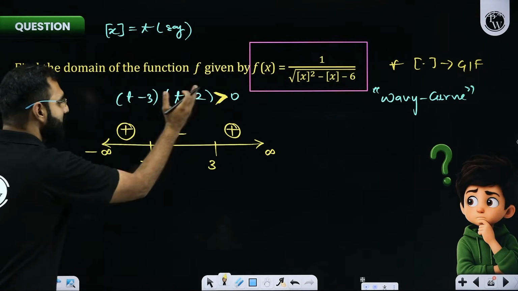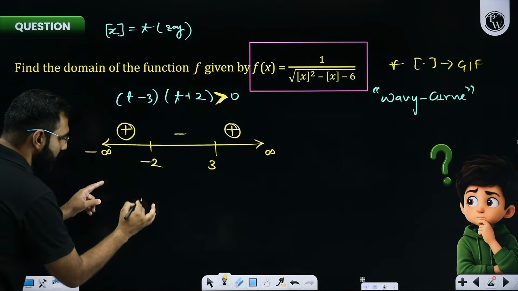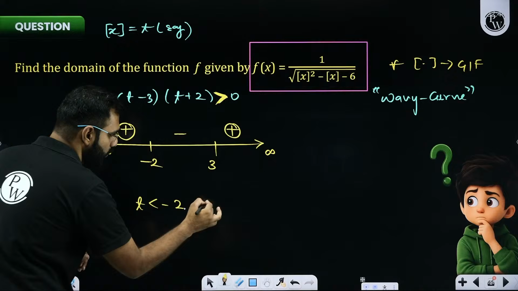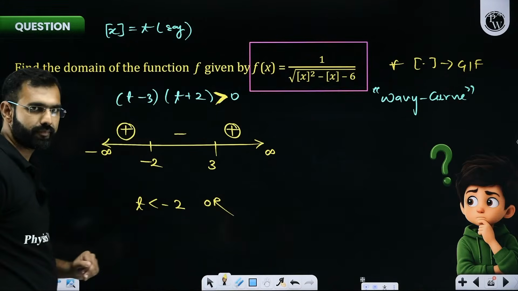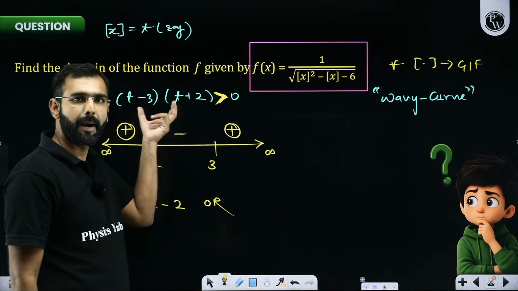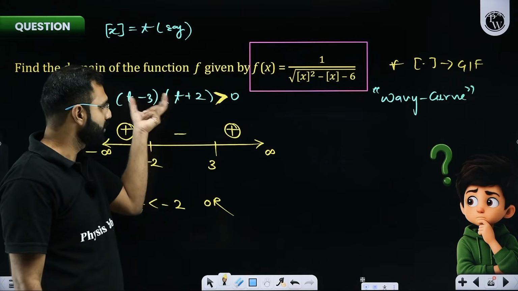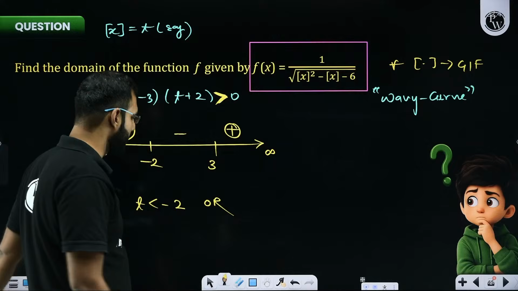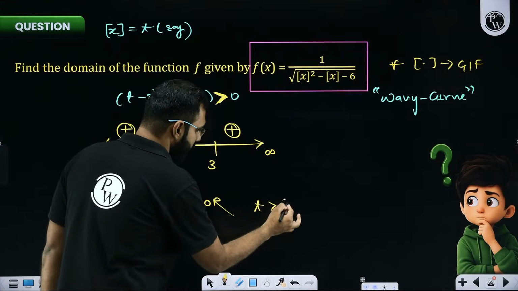I am finding this expression to be positive for all the values of t which are between minus infinity and minus 2, which means t will be less than minus 2. Or I am finding this expression to be positive for all the values of t which are between 3 and infinity. So I'll say t will be greater than 3.